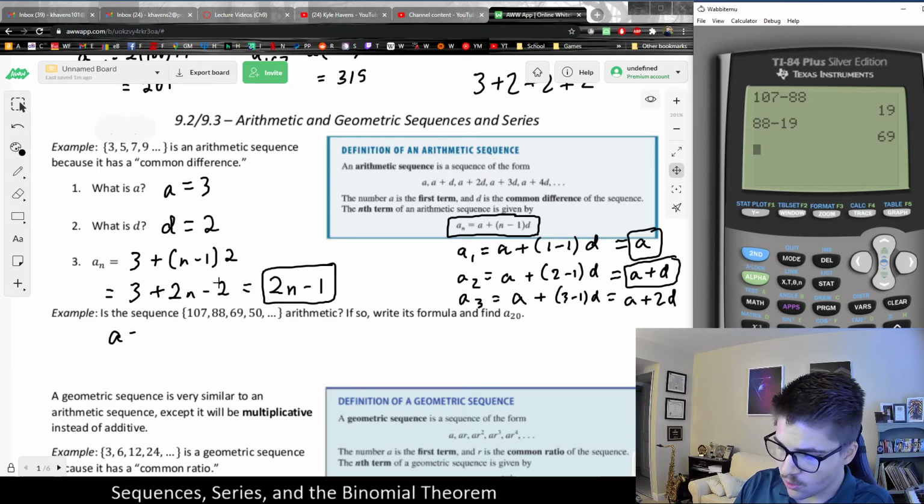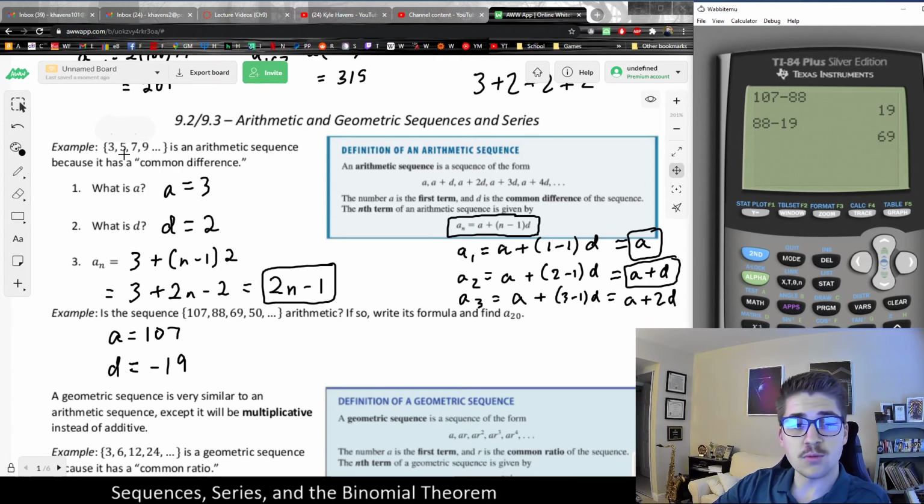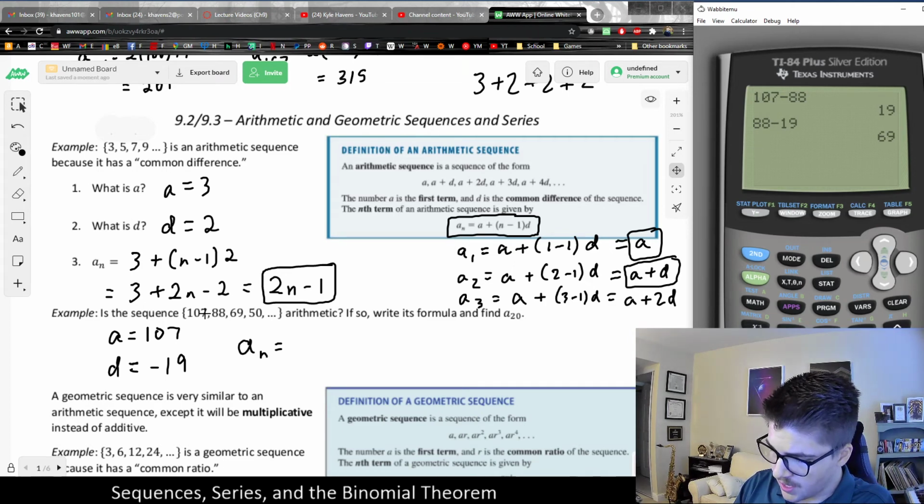And so a is always the first term, in this case 107, and d is always that common difference. When it is being subtracted, you want to make sure that your difference is negative, because it's not like the prior example where we were adding from term to term. So d was positive, but when it's being subtracted from term to term, you want to make sure that you plug in a negative for d. And we're ready to go. So now I could write my formula. a sub n is equal to a, 107, plus n minus 1 times d, negative 19.